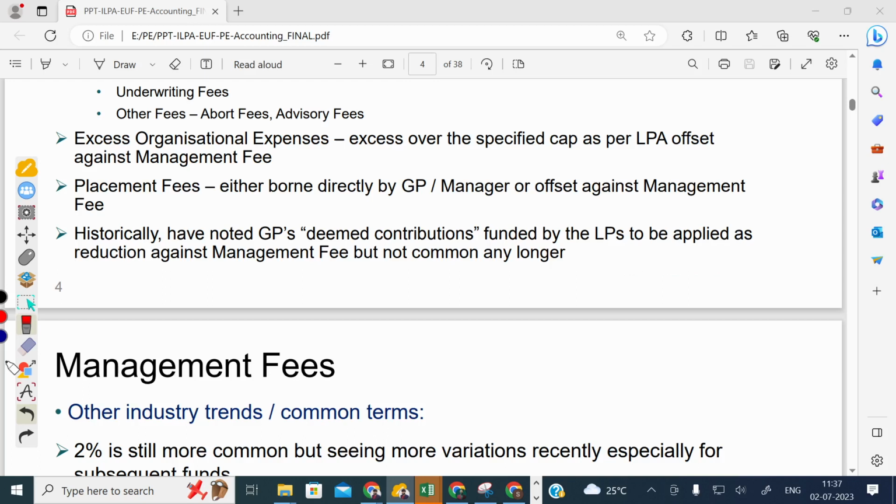Sir, may I know the difference between LPA and PPM? LPA means Limited Partnership Agreement. PPM means private placement memorandum. See, LPA we already discussed. LPA means it's a partnership agreement, a partners agreement. And PPM means investment agreement.